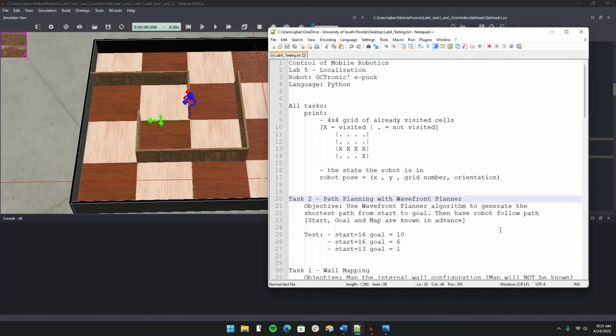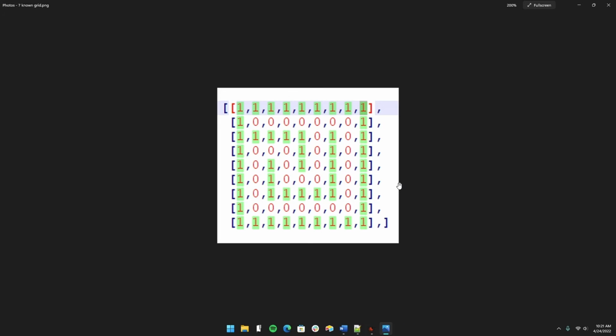Before we begin, I wanted to show you this funky image here because this is how the known 4x4 maze is going to be represented in my 9x9 wavefront planner. So the 1s are the wall obstacles, and the 0s are the free space that the robot can travel over.